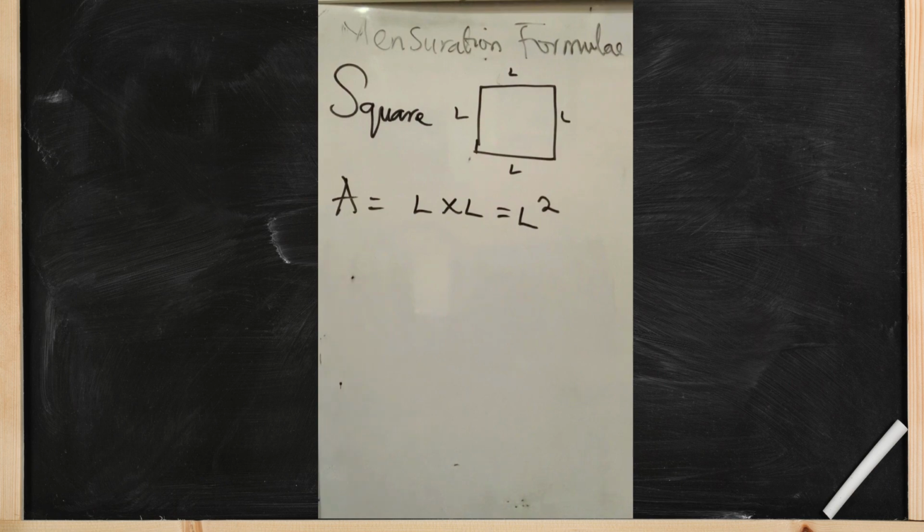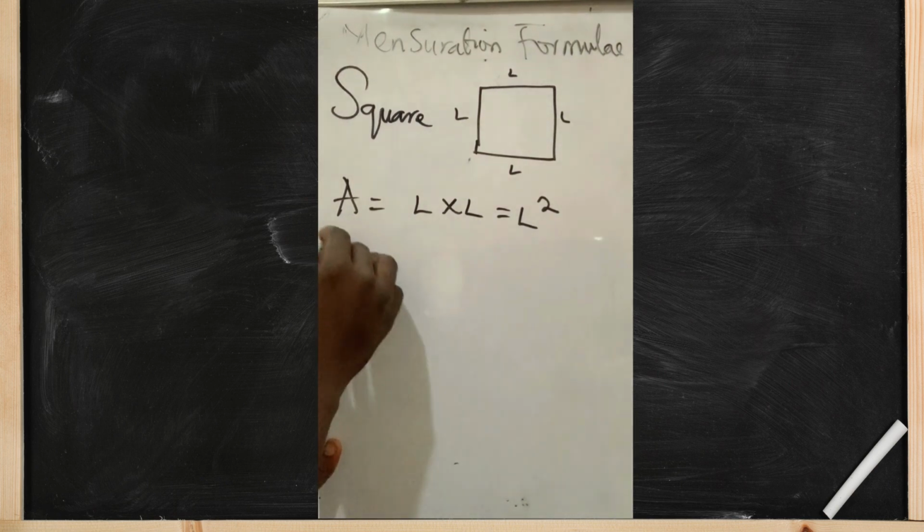Now, to get the perimeter of a square, don't forget I already told you that perimeter is sum of all sides.